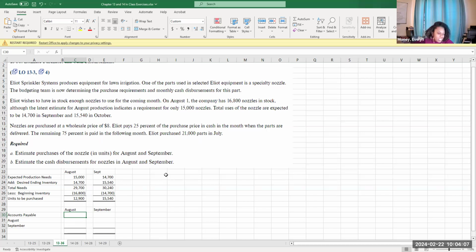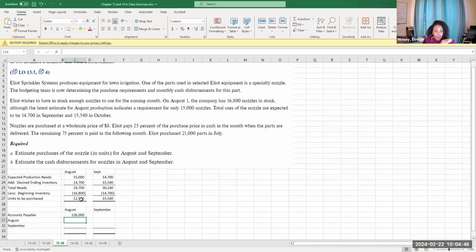So accounts payable is actually July. So we take the 21,000, see if I can remember the formula, and we multiply that times 0.75. And then we multiply it times $8. I wanted to put in a dollar sign, but I won't because I don't need it. And we get 126,000. So again, just to recap, my accounts payable is actually what I owed from back in July. When I ordered this in July, I paid 25% in July, and I'm going to pay 75% in August.